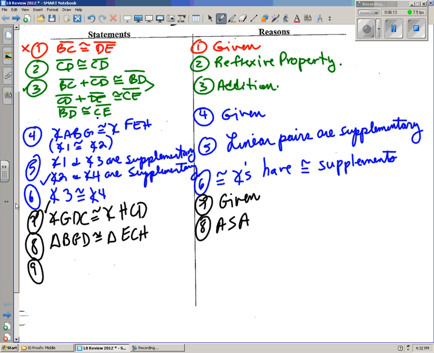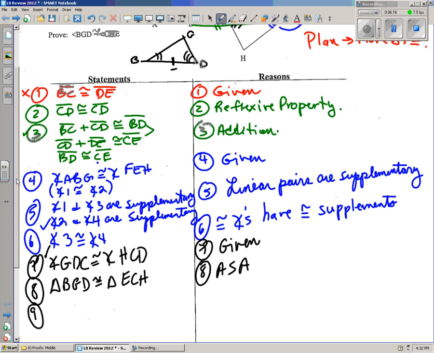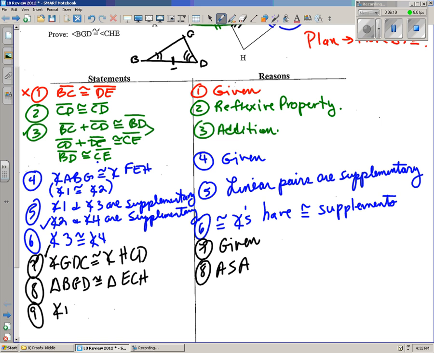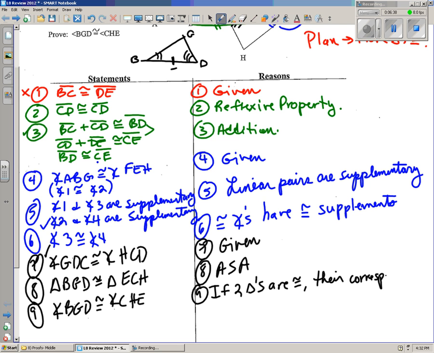So step 9 is angle BGD is congruent to angle CHE, because if 2 triangles are congruent, their corresponding angles are congruent. And we're done. Seems reasonable for the test. Fair game. All right. Number 2.